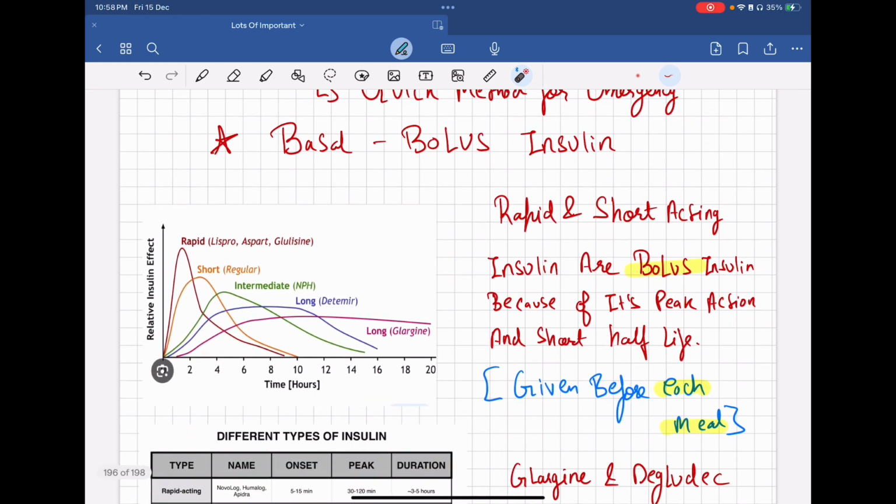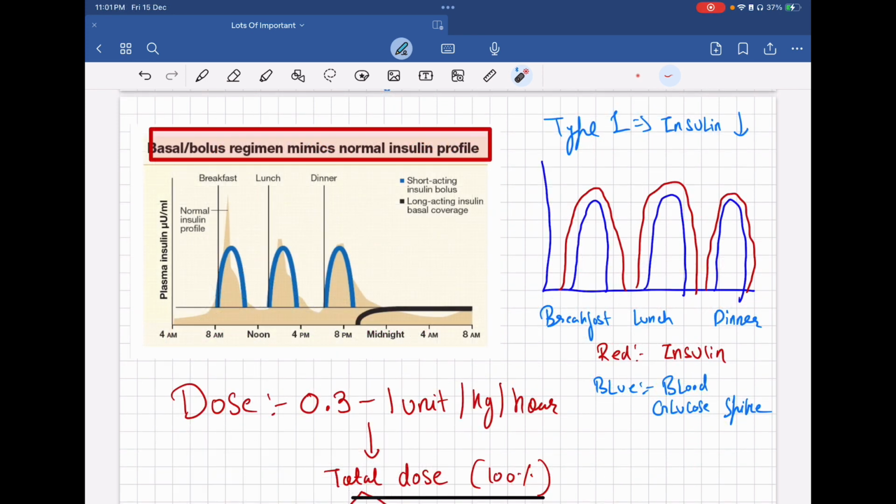Now, why is there a basal bolus? The basal bolus regimen mimics the normal insulin profile in a healthy individual. In our body, whenever we have breakfast, lunch, or dinner, we are going to have a postprandial blood glucose spike. But in a normal healthy individual, the pancreas will secrete insulin and then decrease that blood sugar spike at every meal, right? So the red one is insulin, the blue one is the glucose spike that occurs in our body, and insulin maintains the homeostasis of our sugar level.